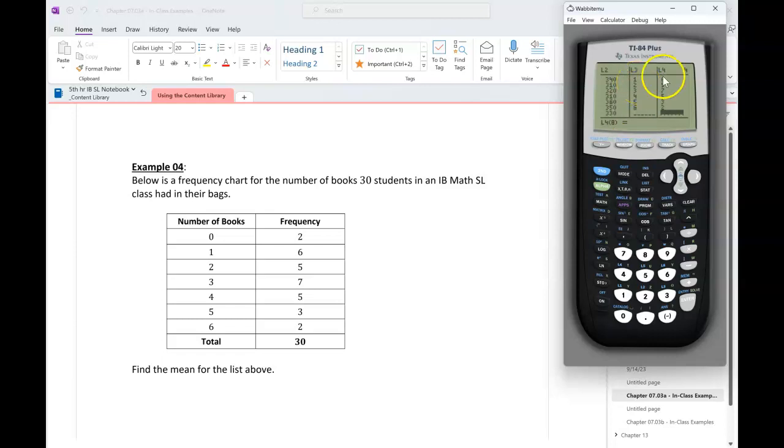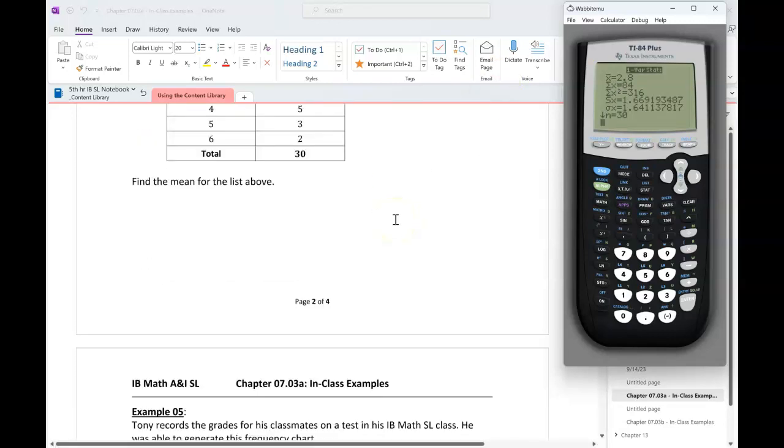I can do a quick once-over and make sure I typed all the numbers in correctly, but I'm pretty positive I did that. So I'm going to exit out to the main screen, stat, calc, one var stat. This time L3 is where I put the measurements, and L4 is where I put their frequencies. And now I'll hit calculate. So the mean for this is 2.8. So that's the average number of books. Everybody's okay with that? Okay.